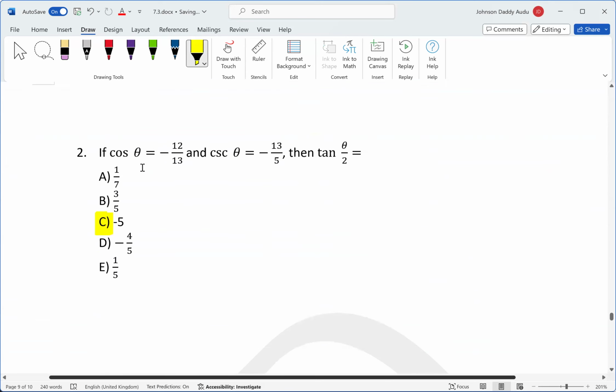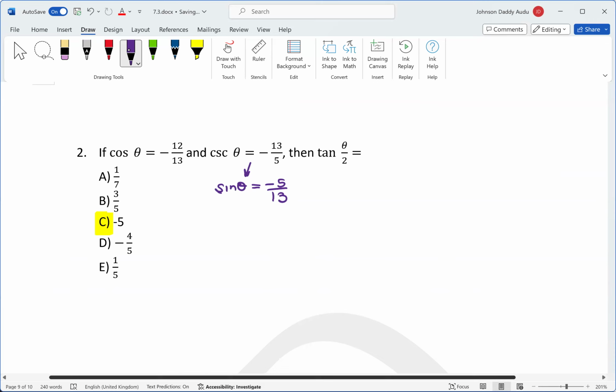This one, we are given the value of cosine. We are given cosec. So from here we can get what is sine. So sine is minus 5 over 13, right? Okay, so what can we say here?